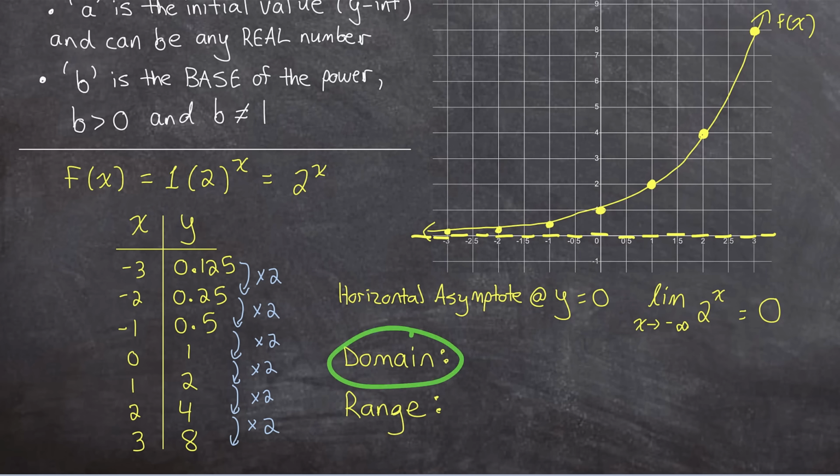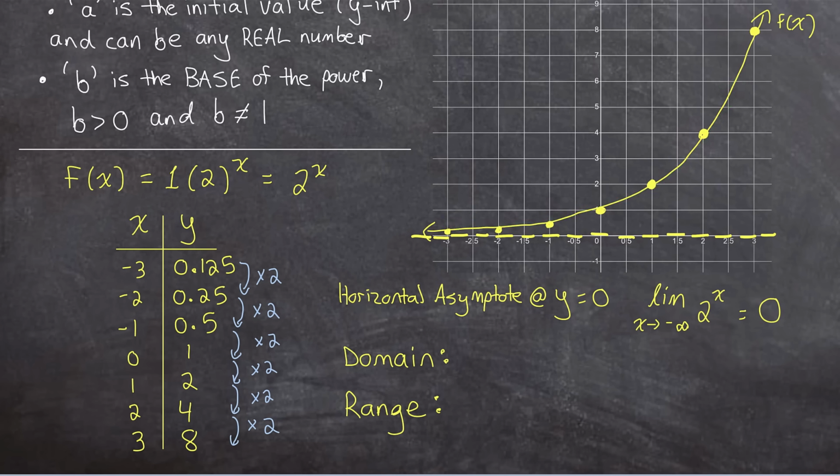The domain means the set of x values the function can take. So what can we put as the input for x into our 2 to the x function and be able to get an answer? Well, anything. And graphically, we can see that because this function goes forever to the right and also forever to the left.